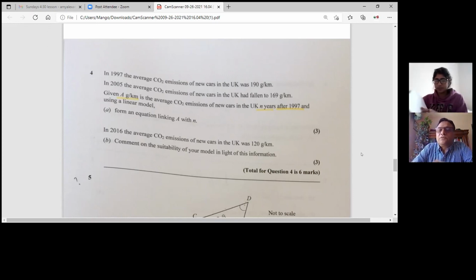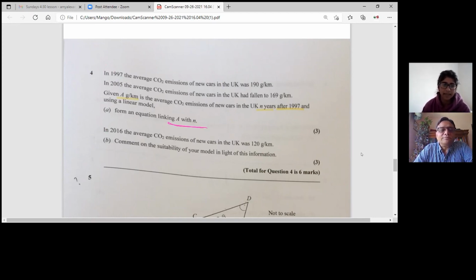So, Amy, what do you learn from this? So I learned that for the first part, we always use that y equals mx plus c form. If they've given variables that you need to use, you have to sub those variables in, and it's all about really understanding what the question's asking. So when you say n years after 1997, you just put 1997 as n, and then all the coordinates would go out. So that's the main part.